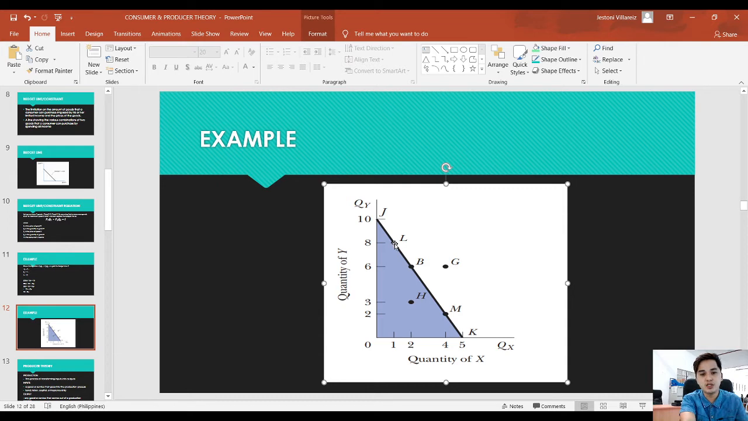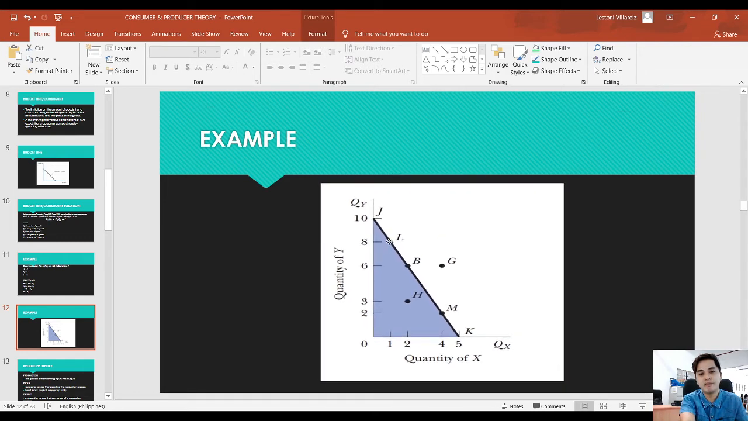So if you are to choose in maximizing your budget, given the two goods, either isa sa tulo, L, B, and M nga points. So ikaw na bahala kung asa nga combination imong pilion, depende sa imong utility or satisfaction. Maybe you're satisfied more in choosing point M, or choosing point B, or choosing point L. So that is the budget line. Another limitation in making economic decisions by the consumer.